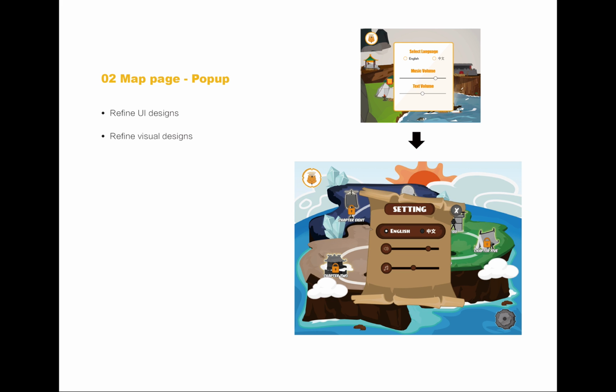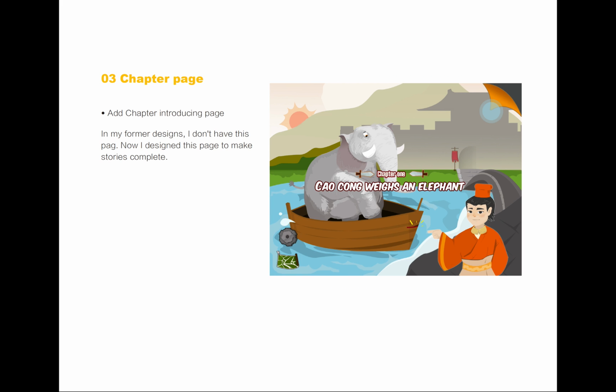The second one is the pop-up. I have refined the UI designs and the visual designs. The third one is the chapter page. This is the new page I added. In my former designs, I didn't have this page. Now I designed this page to make the story more complete, and kids can know the name of the first chapter.